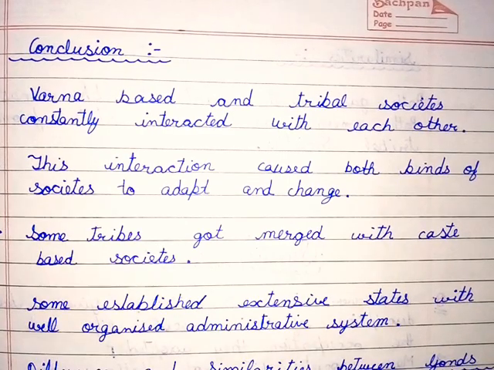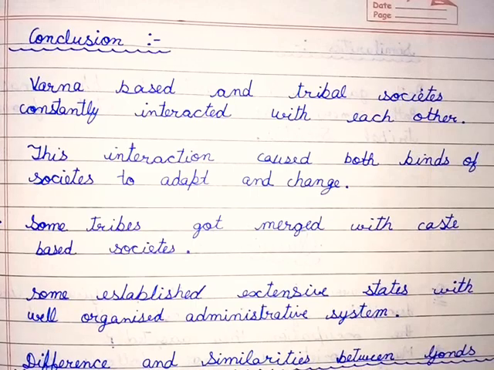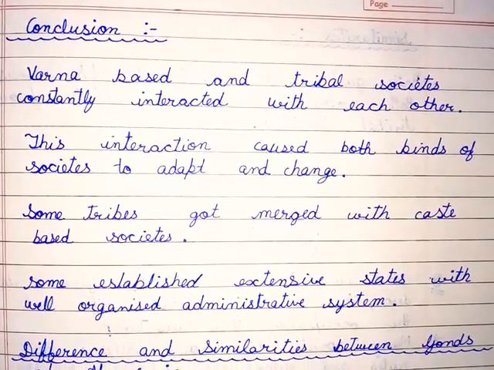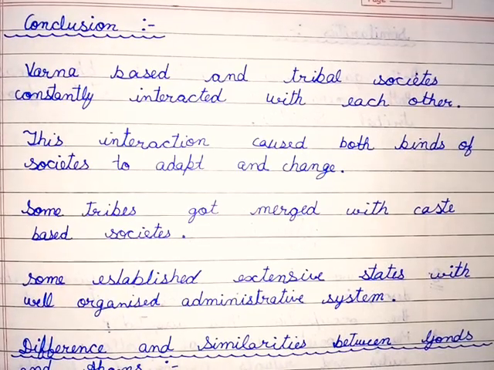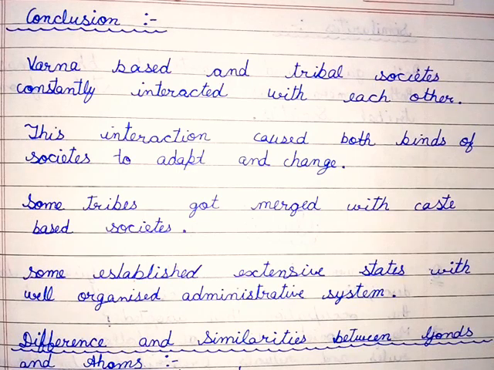This interaction caused both kinds of societies to adapt and change. Some tribes got merged with caste-based societies. Some established extensive states with well-organized administrative systems.